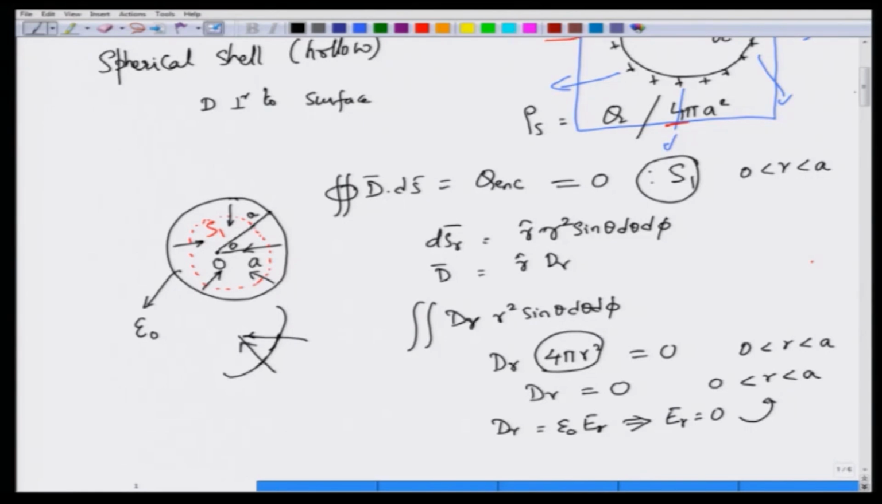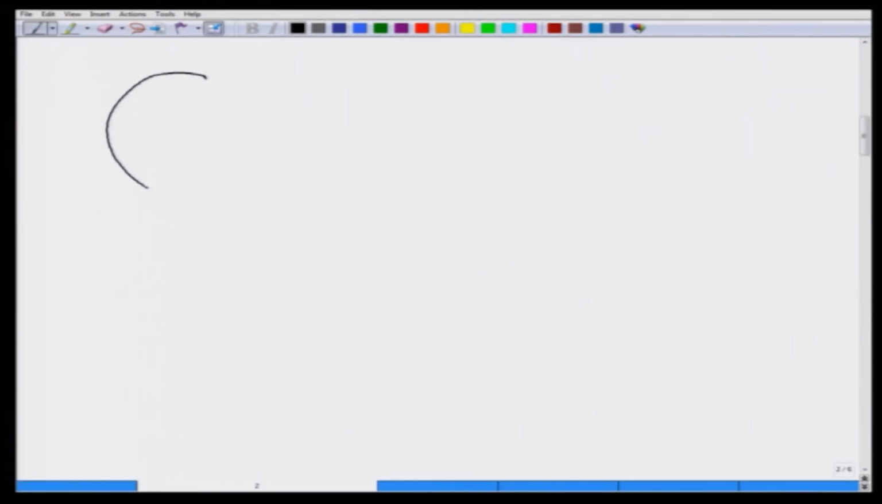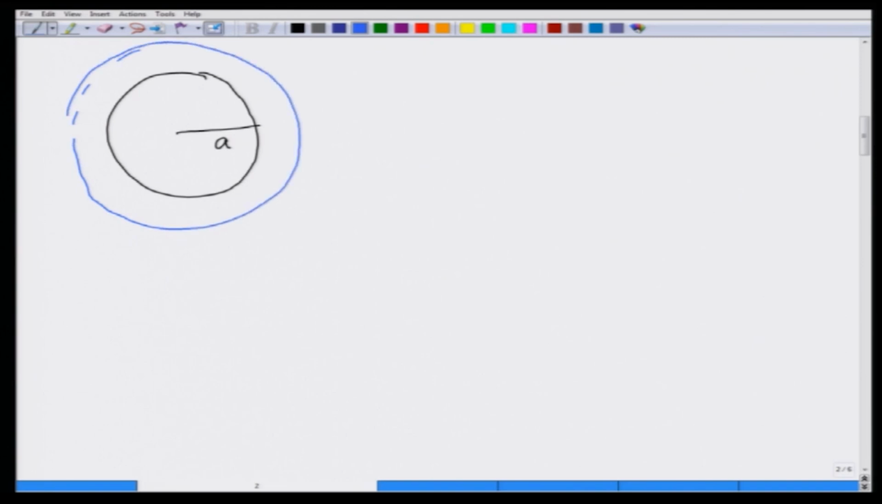Now, what happens if I choose the Gaussian surface outside of the shell, right. So, outside of the shell, if I choose, what will happen? So, let us say I choose the Gaussian surface, let us call that S2. Okay. This has a radius of r again, in this case r is greater than a.